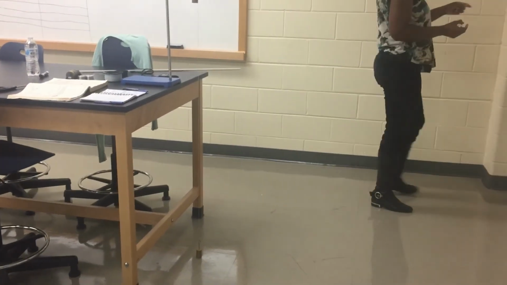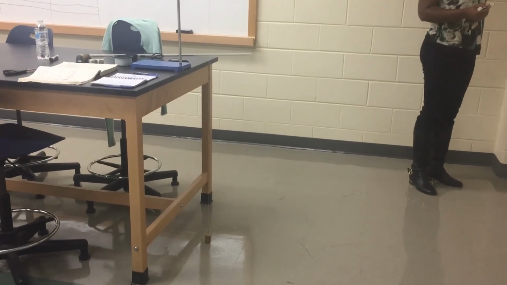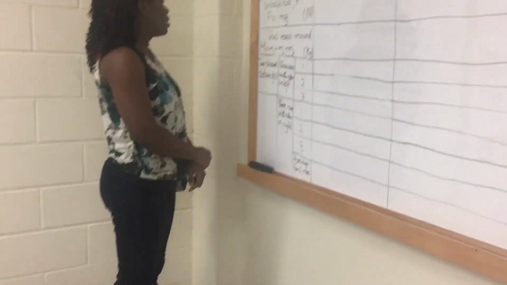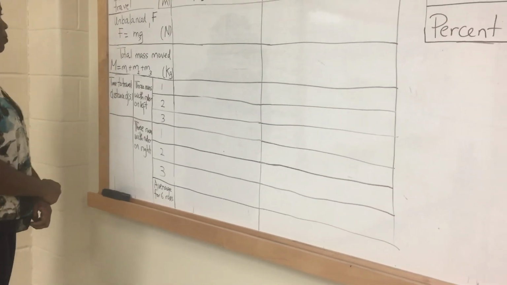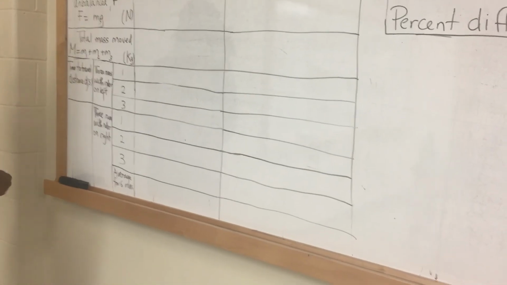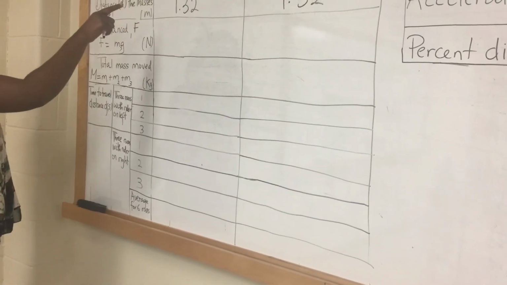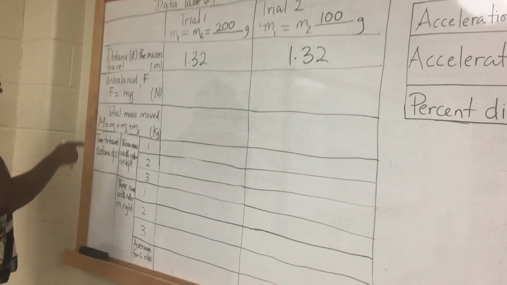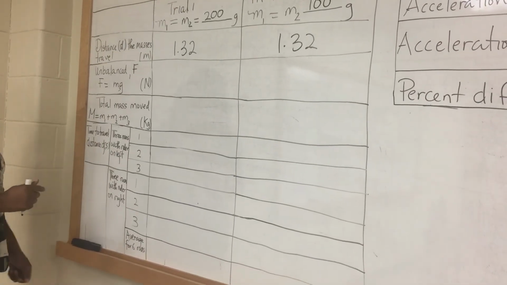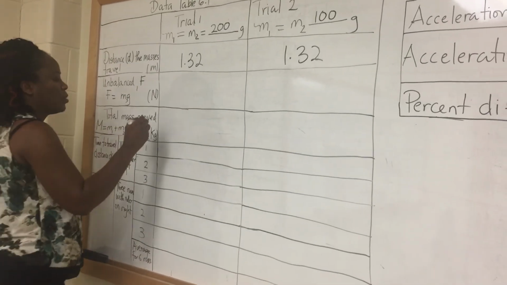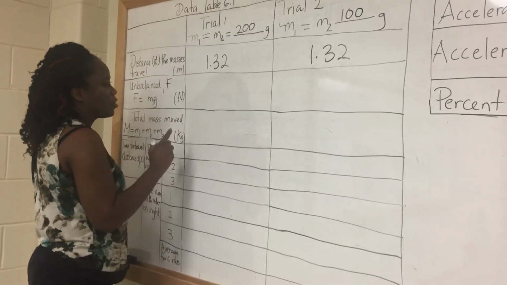So here when we talk about the total mass, it's M1 plus M2 plus M3. M3 is the rider. So M1 and M2 are 200 grams each, and M3 is 20 grams. So this is 420 grams.